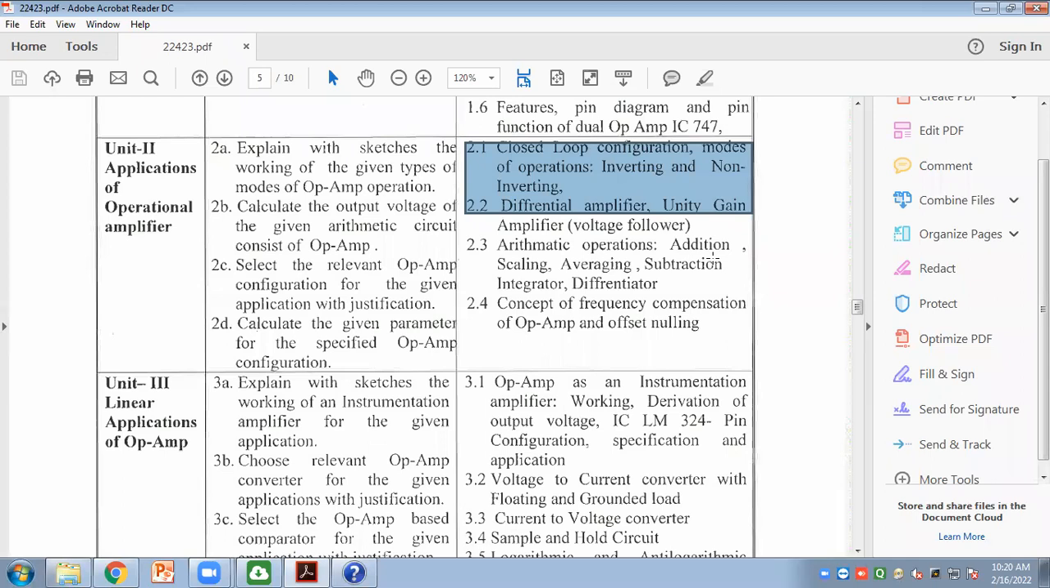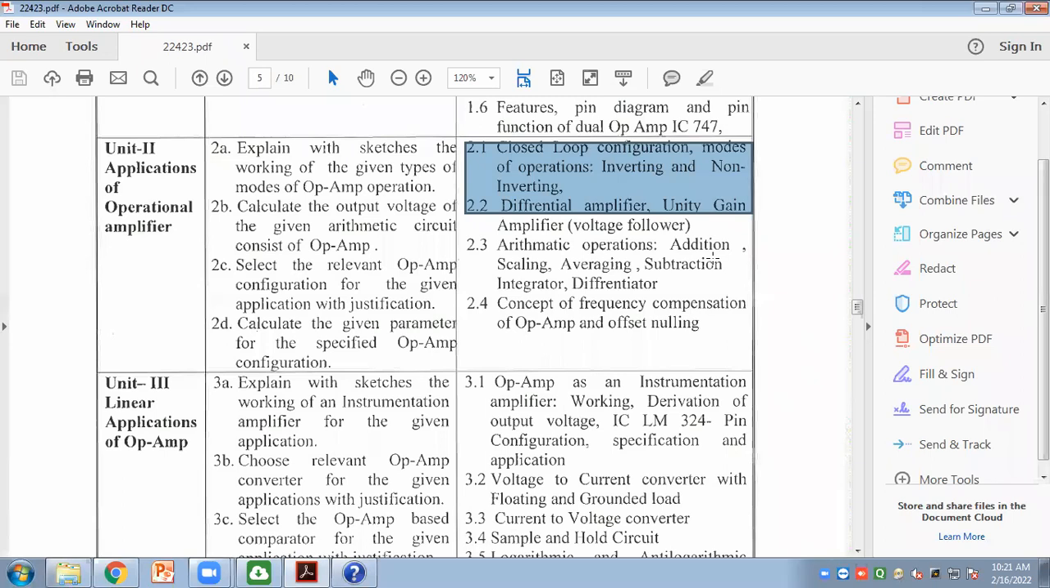We are going to study the details of the circuit diagram of the inverting amplifier and the circuit diagram of the non-inverting amplifier. What is the difference between inverting and non-inverting amplifier? That also we are going to study. Then under 2.2, we are going to study the differential amplifier. Differential means when two signals are applied to the two input terminals, what difference signal will be generated? That we are going to see.